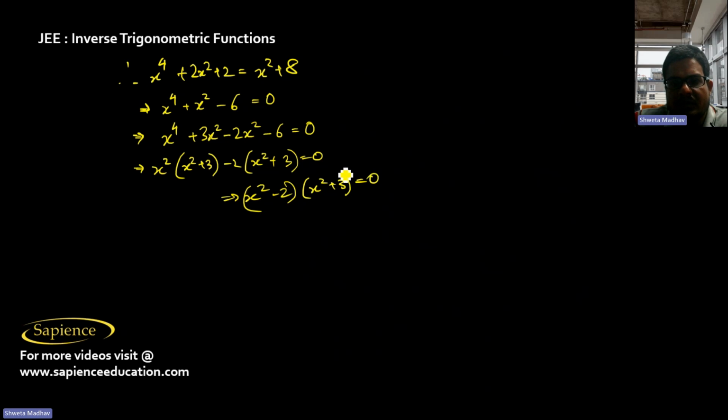Now x square plus 3 can't be 0, since this value is always more than or equal to 3. So this can't be 0. Therefore x square should be equal to 2. So x square is 2.